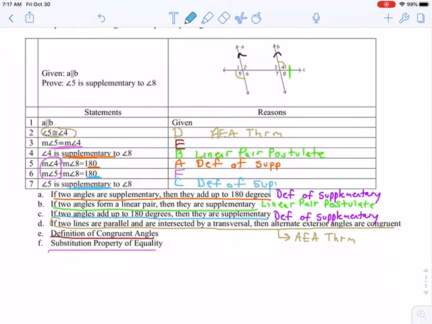Supplementary is a strong definition. It can be written as a biconditional. Angles are supplementary if and only if they add up to 180 degrees. And that's the proof. All right, that's it right there.